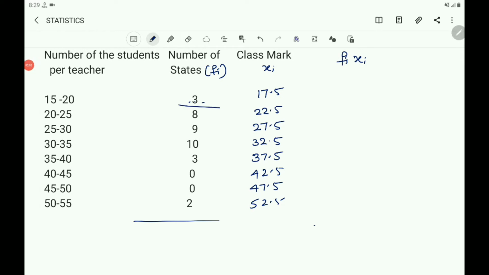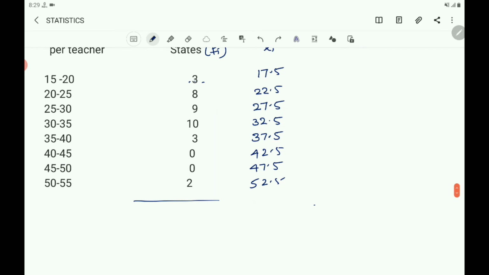Then you find the product of fi and xi. Now you write 17.5 into 3, that is 5 3s are 15, and 7 3s are 21 plus 1, 22, and 1 3 is 3 plus 2, 5. So you got 52.5. Then next, 8 into 22.5.